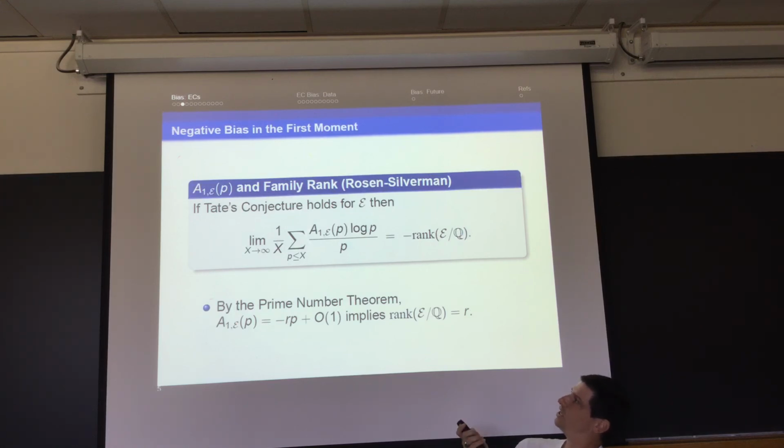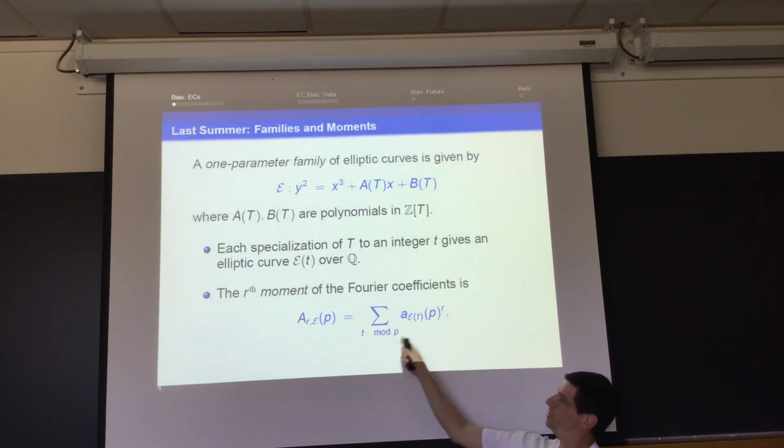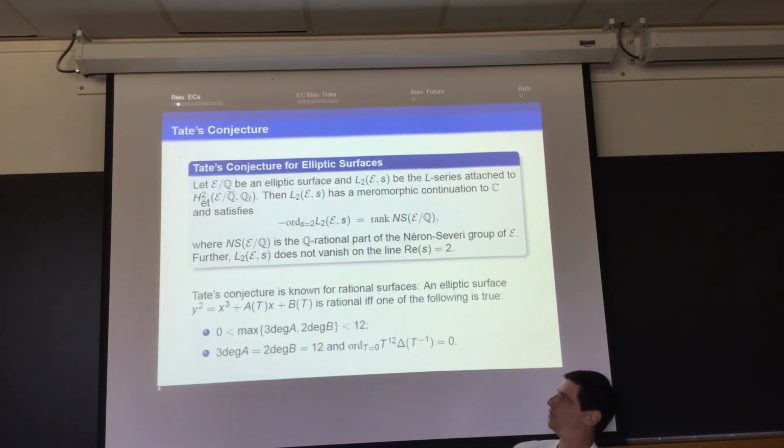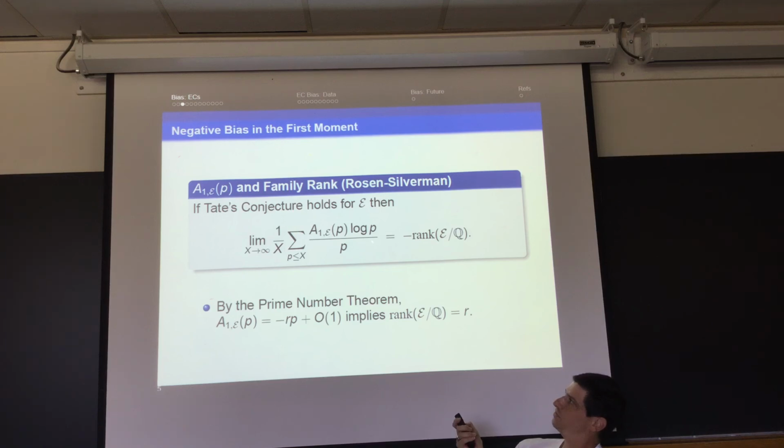The first thing we want to look at is essentially these first moment sums. So A1 is going to be just taking these to the first power. And so we multiply by log p, we divide by p, we sum over all primes at most x, we divide by x, and that should converge to the negative of the rank of the elliptic surface. So what this tells you is these numbers are actually going to have a negative bias, a very small negative bias. If they are 0, then you'll have a rank of 0.